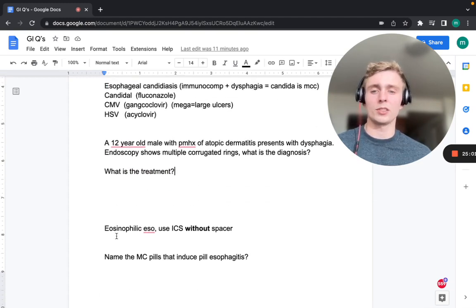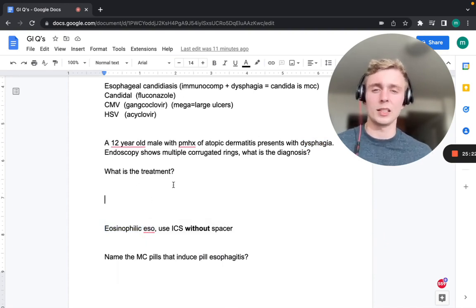So this is going to be eosinophilic esophagitis. Remember the classic atopic triad. One of those things is atopic dermatitis, also allergic rhinitis and asthma. So they can have any of those, and they can also have dysphagia, which would clue you into eosinophilic esophagitis. And typically in kids this occurs.